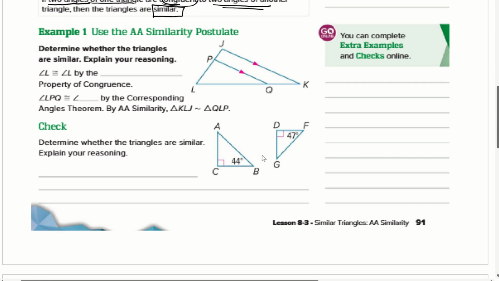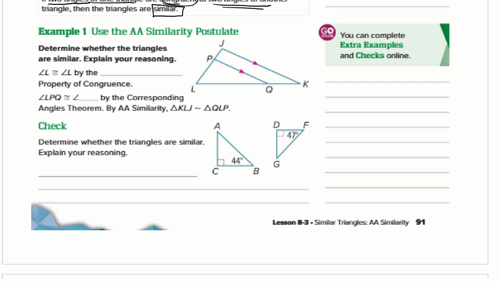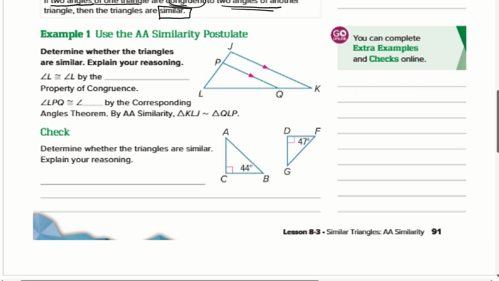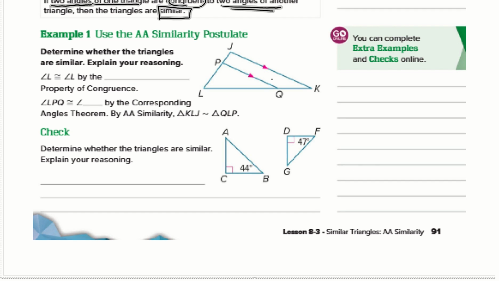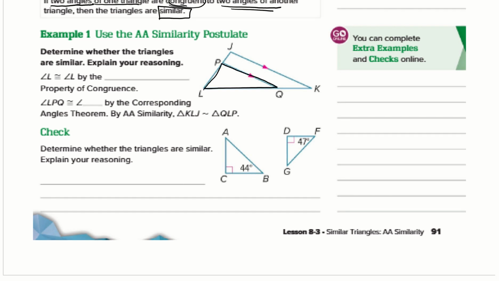All right, here it says example 1: determine whether the triangles are similar and explain your reasoning. Remember, in order to do this, we're going to use AA similarity. Notice that if you look at this triangle and compare it to this triangle, they share an angle, in this case angle L. So we can say angle L is congruent to itself by the reflexive property of congruence.